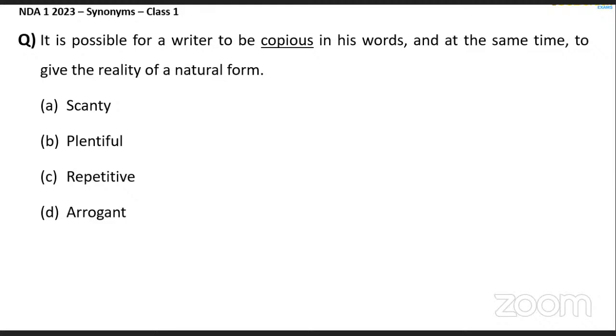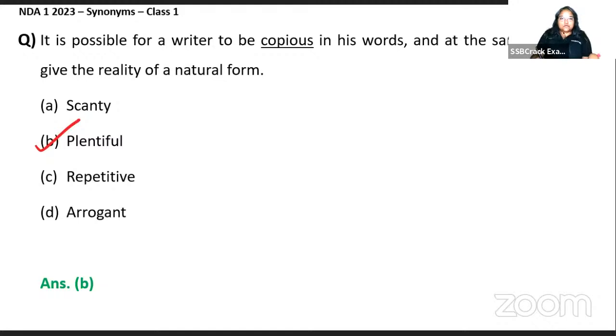Option C. Okay, guess what you're doing? Yes. What will be the answer? B. Very good. Copious means a lot, plentiful, too much. So option B will be your correct answer. It also means abundant. Copious means in a large quantity, a large amount, plenty. So option B will be our correct answer. Chalo, next one.